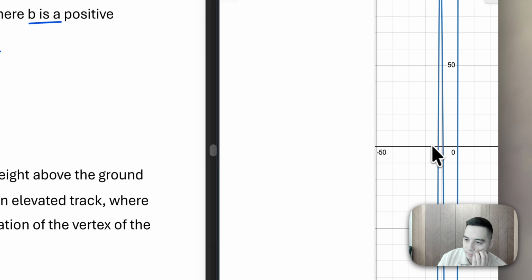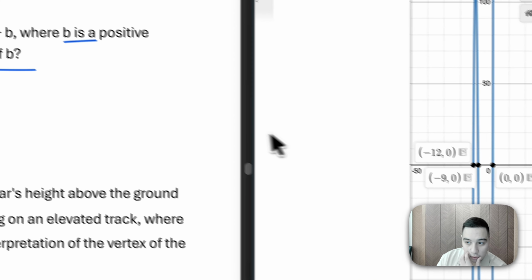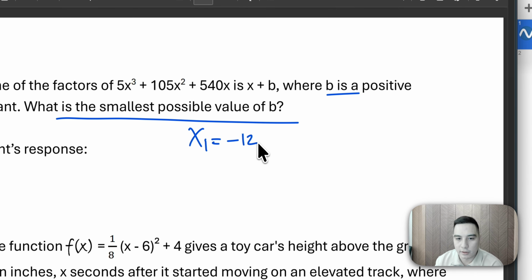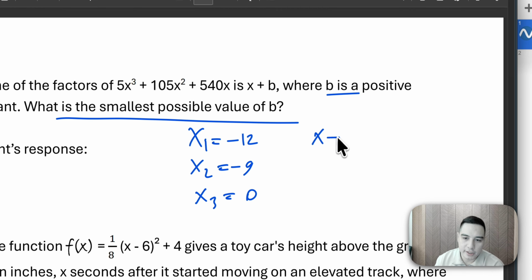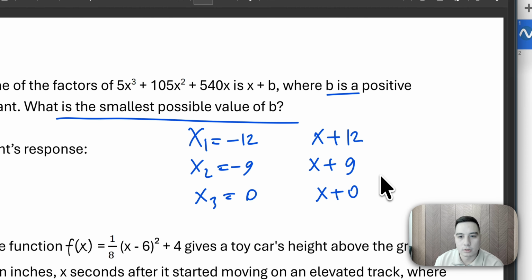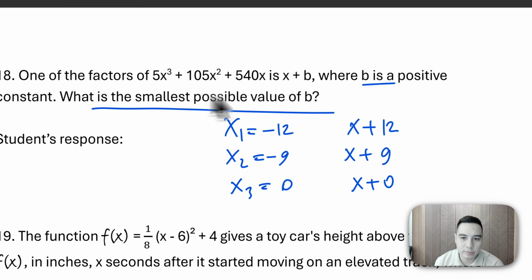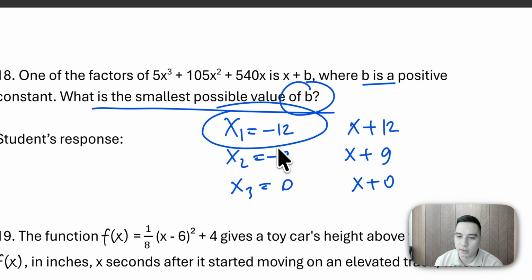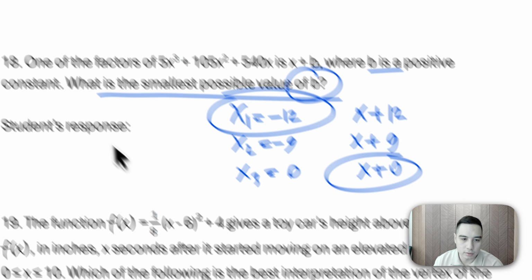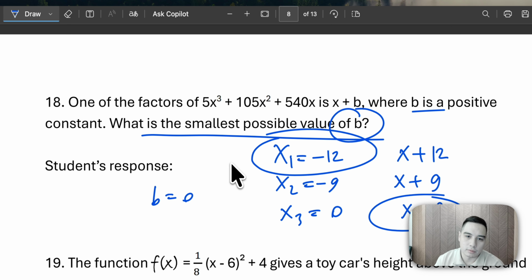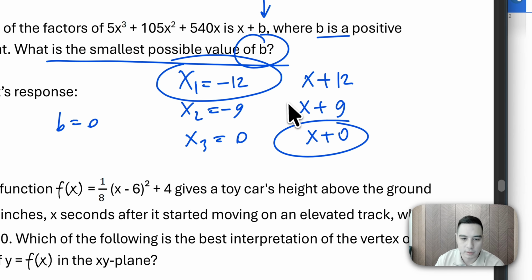If you have x-intercepts, that means they are your solutions. So we have 3 points, where the first solution is minus 12, the second one is minus 9, and the third one is 0. So what is the smallest possible value of b? Tricky question, because here by the x it's minus 12, but the answer says 0, because if it's x plus b, this b is a positive number, so the smallest possible value is 0.